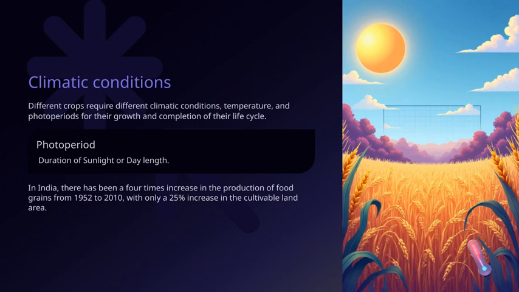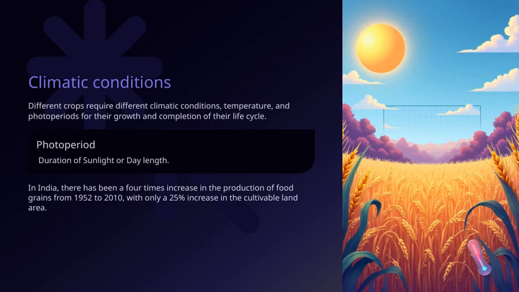Different crops actually require specific climatic conditions, including temperature and photoperiods, to grow properly and complete their life cycle. Photoperiod, or the duration of sunlight or day length, plays a crucial role here. For example, some crops need longer days, while others thrive in shorter daylight hours.